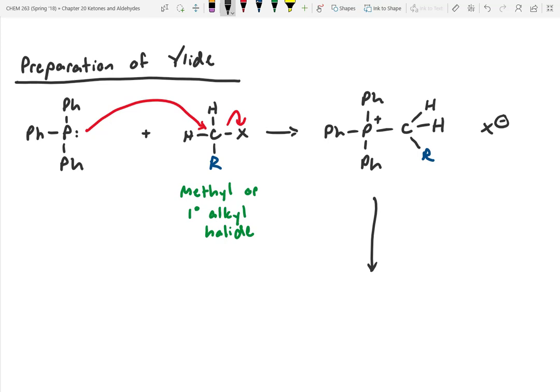we're not quite at our ylide yet because our carbon doesn't have a negative charge, so we need to deprotonate one of those protons coming off of the carbon. And C-H bonds, if you remember, are not acidic at all. They're one of the least acidic bonds in chemistry, so we need to use a really strong base. And the most common base that's used is n-butyl lithium.